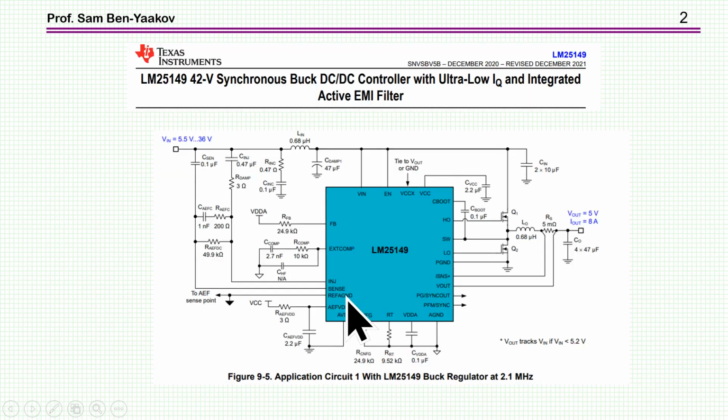In the controller LM25149, a DC-DC controller, Texas Instruments implemented circuitry for active filtering of the ripple, or EMI, that is, to suppress or attenuate the ripple that goes from the converter to the input. It has some internal circuitry and then some external network that you need for this to operate.